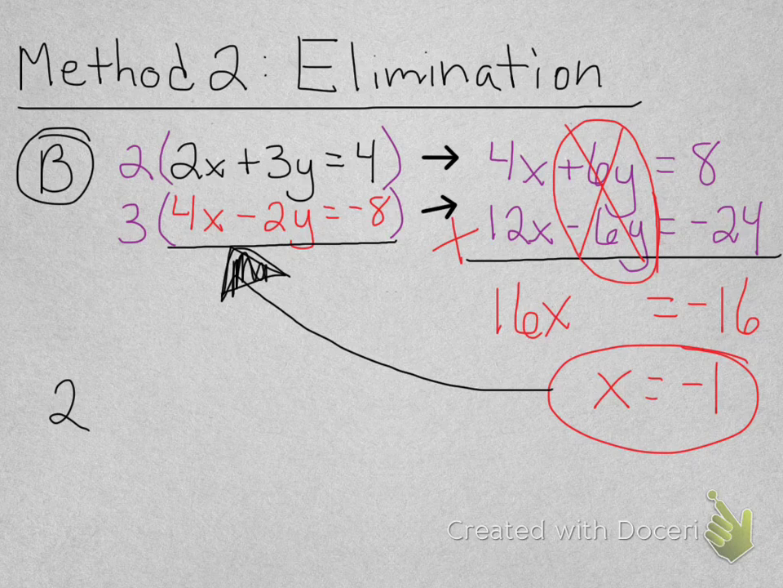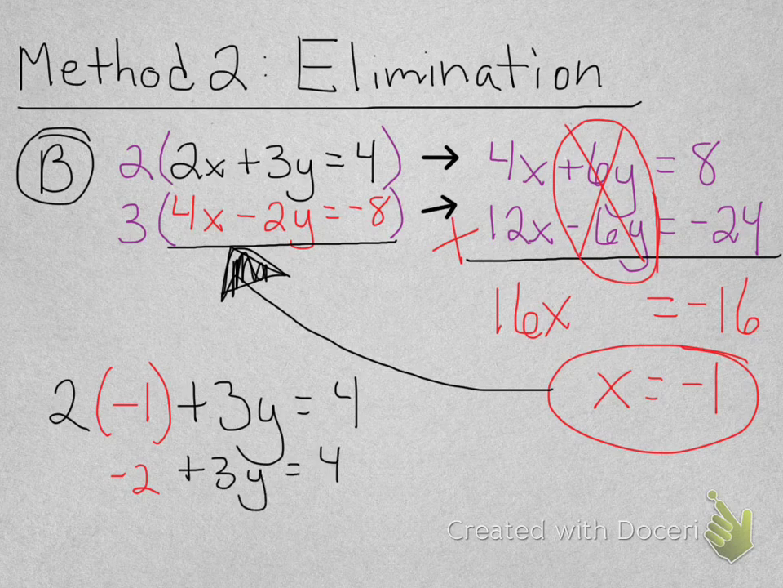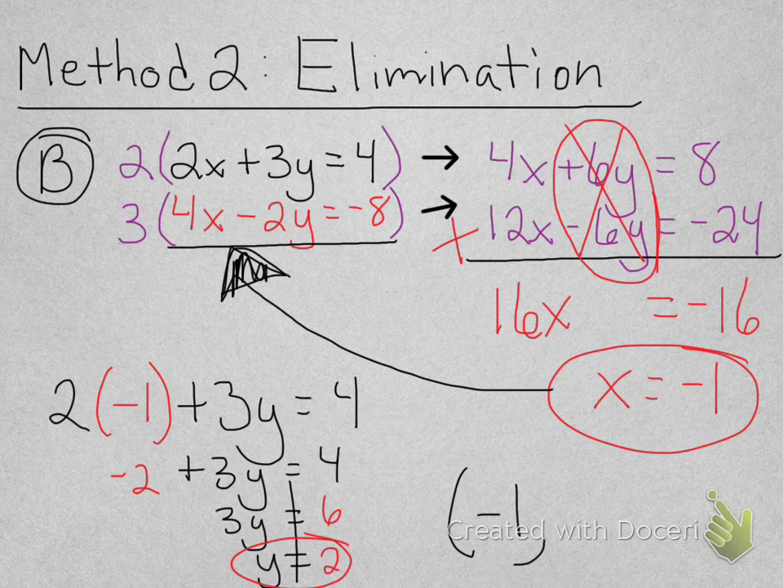So 2 times my new x value of negative 1 plus 3y is equal to 4. So 2 times negative 1 is a negative 2 plus 3y equals 4. Adding 2 on both sides, 3y is equal to 6. And therefore y is equal to 2. So this system has a solution of negative 1, positive 2, and that is the corresponding point that they have in common.